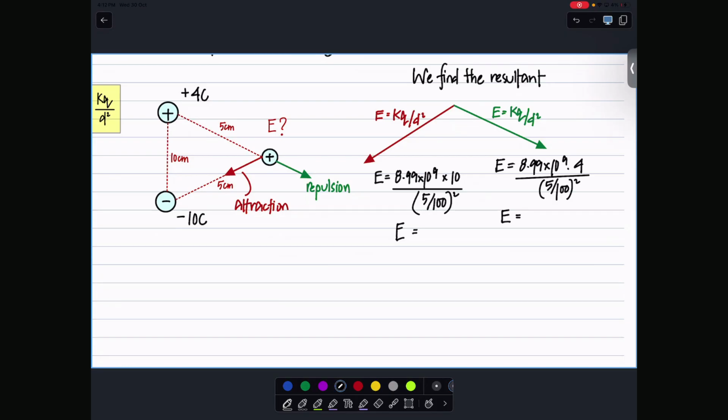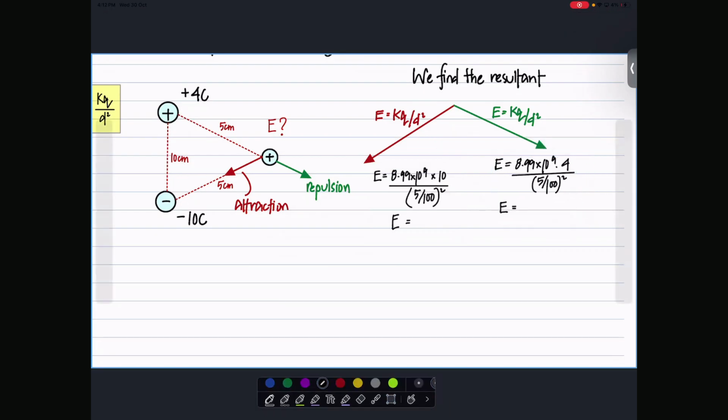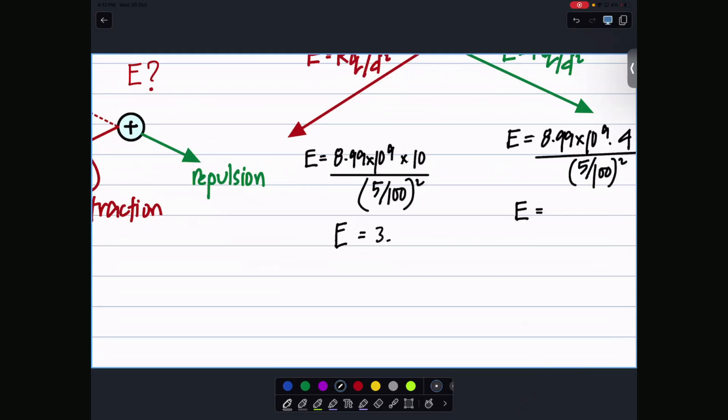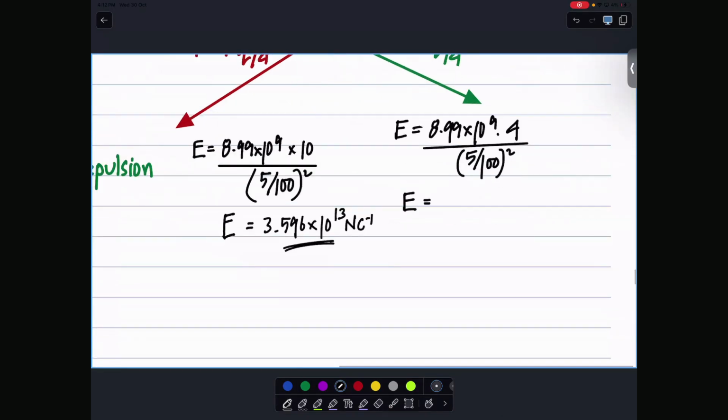So can you tell me what are the values for these? 3.596 times 10 to the power 13 Newton per coulomb. And what about the electric field strength due to the 4? 1.43 times 10 to the power 13 Newton per coulomb. Right, so these are the values out there.